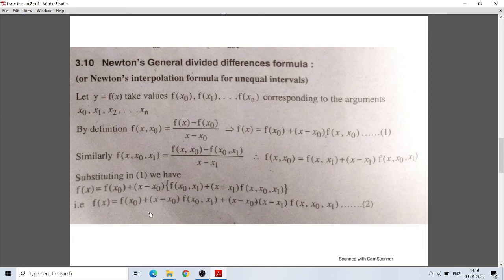Then next we want f of x is equal to f of x naught, plus x minus x naught into f of x, x naught, then multiplied by x minus x naught, multiplied by f of x naught, x1, x minus x naught, multiplied by x minus x1, x minus x naught, multiplied by f of x, x naught. This is called equation number 2. This is the unequal intervals.